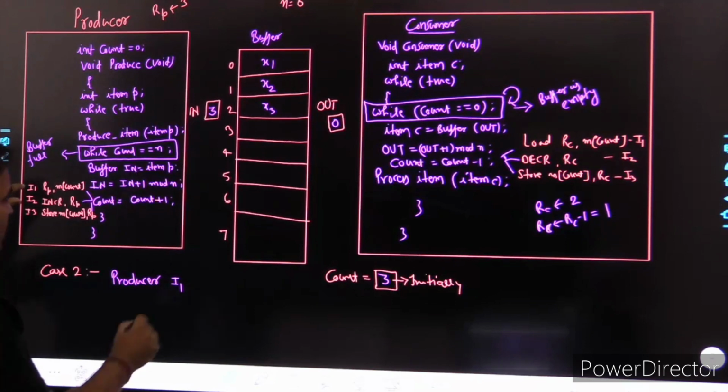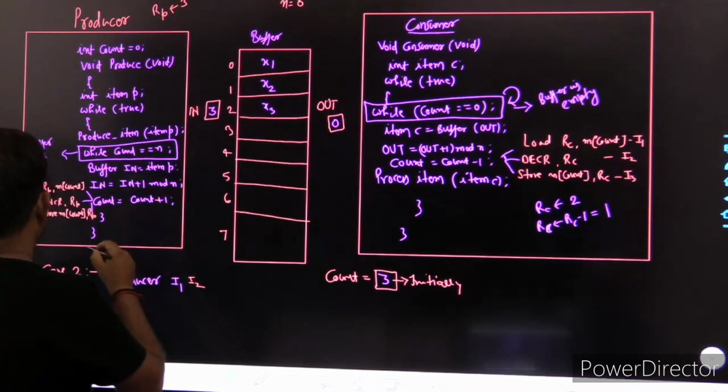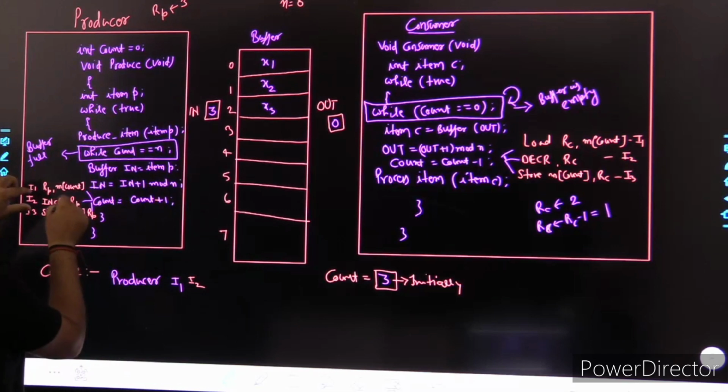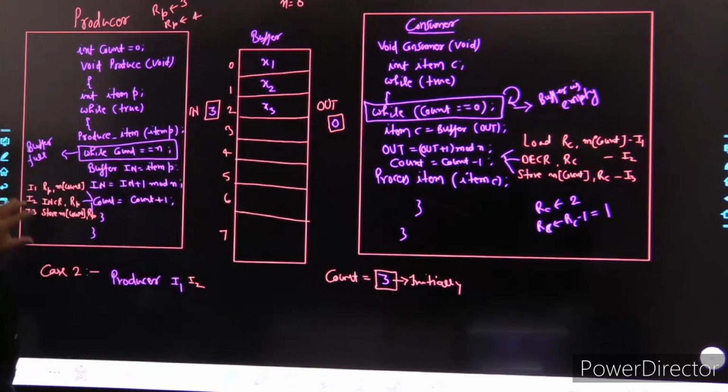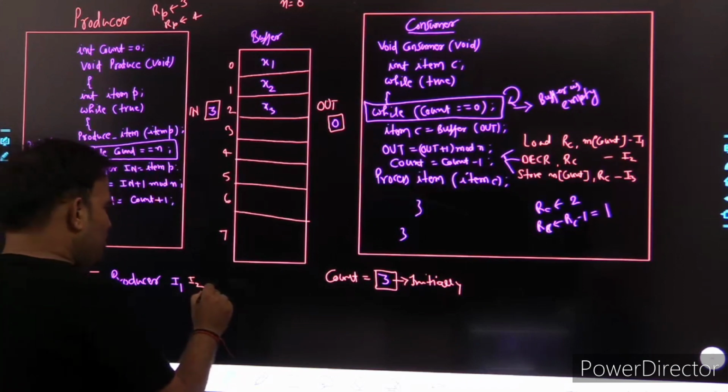Next, it will execute the second instruction also. Then it needs to increment this RP. So what will it put into RP? RP plus 1, 3 plus 1 is what? 4. Okay. And after executing these two instructions, suppose the producer pauses and the consumer comes.